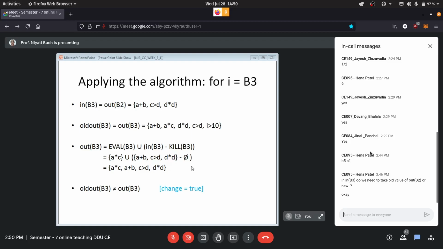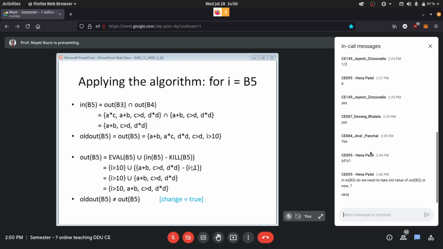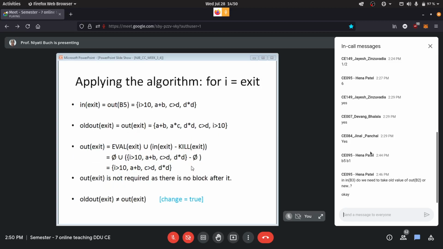So this is for B3. Now moving ahead to the next block, B4. The predecessor of B4 is B2, and these are the sets that we have found. And in the same way we will do B5 and B6. For B5 also I'm doing that. Over here it is a typical case because B5 has edges coming from B3 and B4. And we are going to do the same thing for exit.